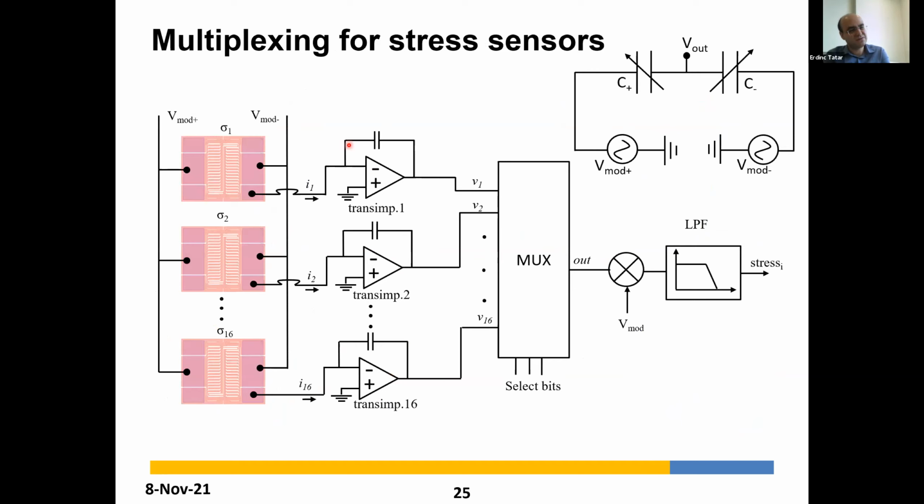So some words on the stress sensors. As I said, the output of the stress sensor is AC. And normally we use a lock-in amplifier to read this AC signal. But since we have 16 stress sensors plus a gyro, we can't have 16 different phase lock loops. What we can do here is collect all the device outputs. We have a multiplexer, and then we are doing hardware demodulation, and by changing these select bits, we are deciding which stress sensor to read.